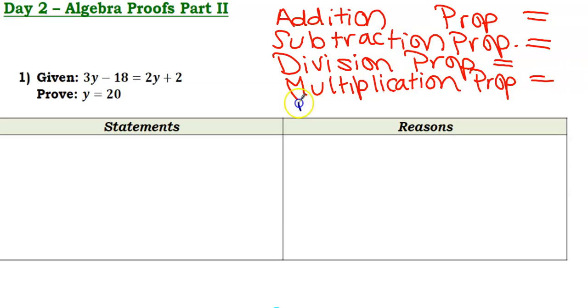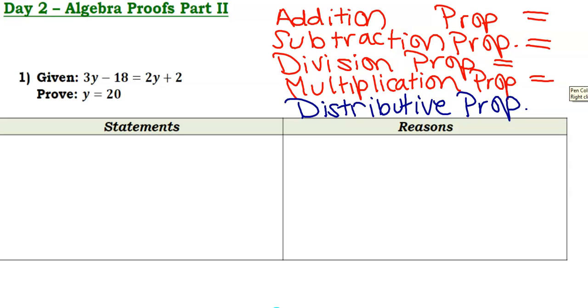And then another one that we might use is distributive property. So if you see a parentheses, you need to be thinking distributive property. And then we also might use some other math facts. So the first thing we need to do is write down the equation. So I'm going to just focus on the statements, and then we can focus on the reasons after.